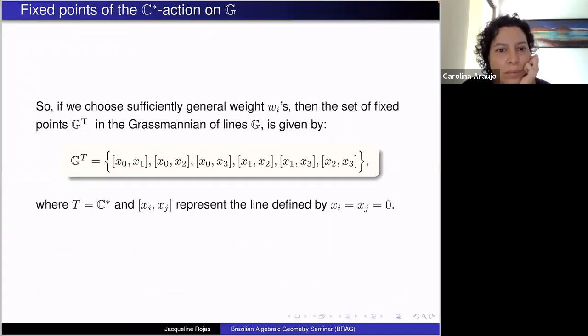Then the count will be that the fixed points in the Grassmannian consist of six lines on the screen. We had six points, six fixed points.